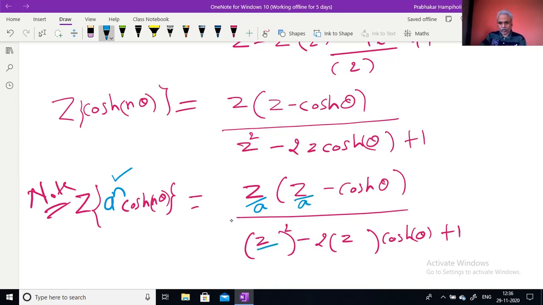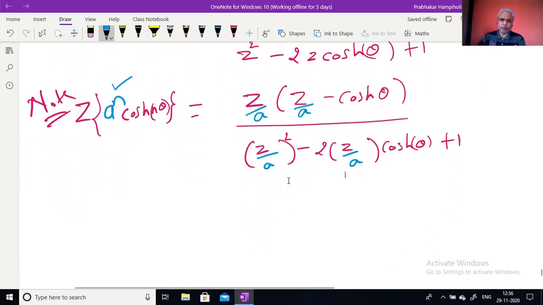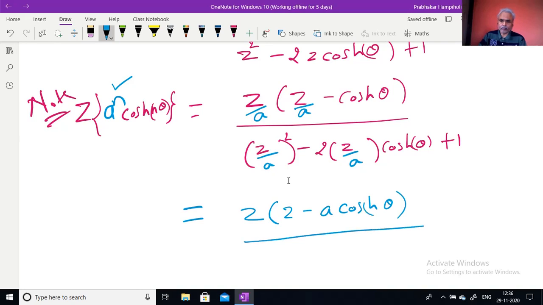So these things are taken into many relay functions, TV functions, all these things. What remains is, if you simplify, taking LCM and all that, it looks like this: z into z minus a cos hyperbolic theta, whole divided by z square minus 2az plus a square.